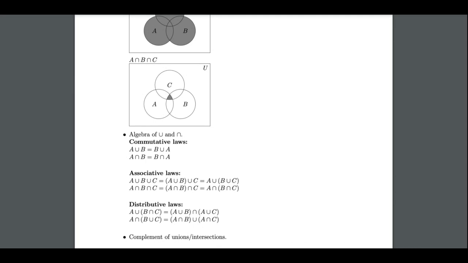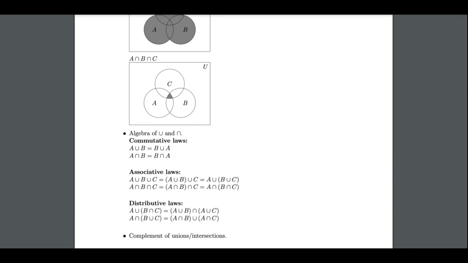But subtraction and division are not commutative, because 3 divided by 2 is different from 2 divided by 3, and 3 minus 2 is different from 2 minus 3. So A union B equals B union A, and A intersect B equals B intersect A. So union and intersection are commutative, which means the order does not matter.